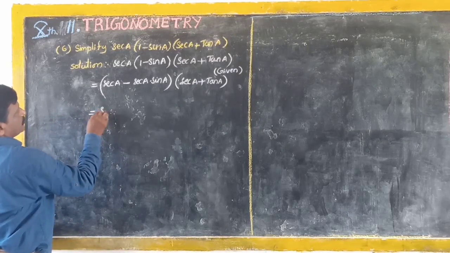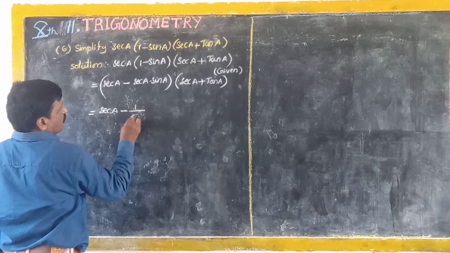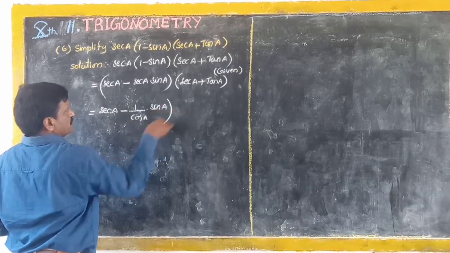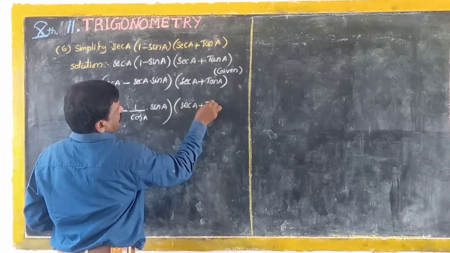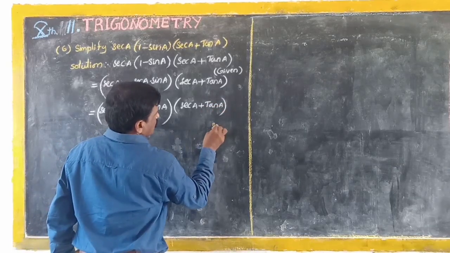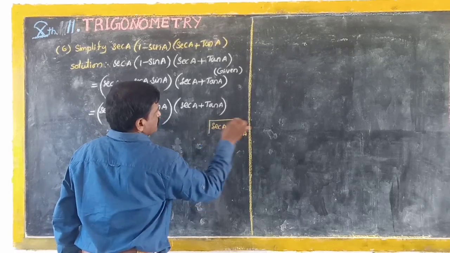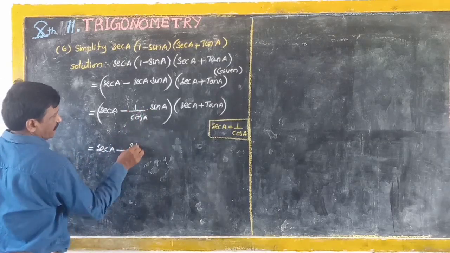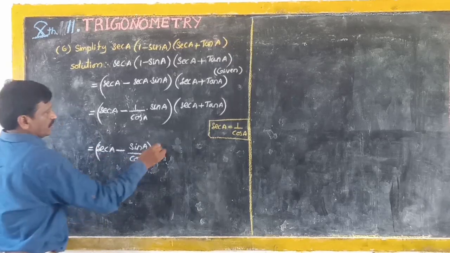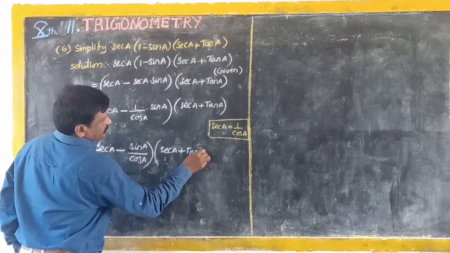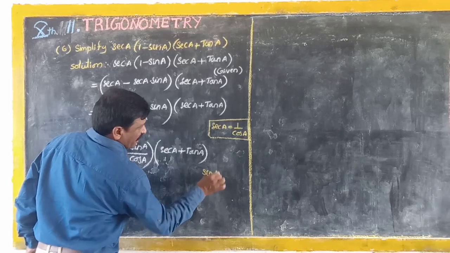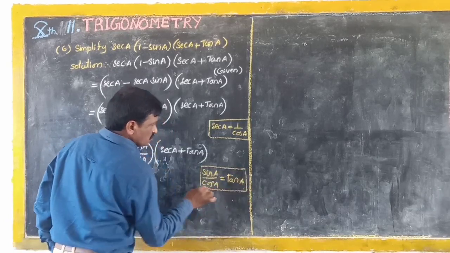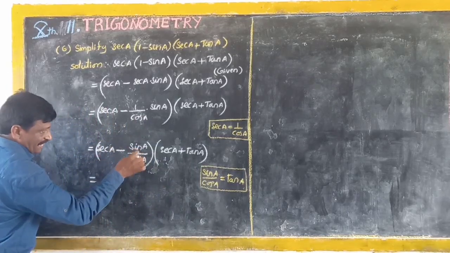Next step, secant A means 1 by cos A. So secant A minus 1 by cos A into sin A, into secant A plus tan A. Secant A means 1 by cos A. Next step, secant A minus sin A by cos A into secant A plus tan A. Sin A by cos A is equal to tan A. So secant A minus tan A.